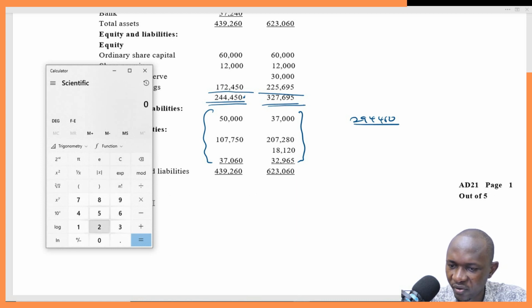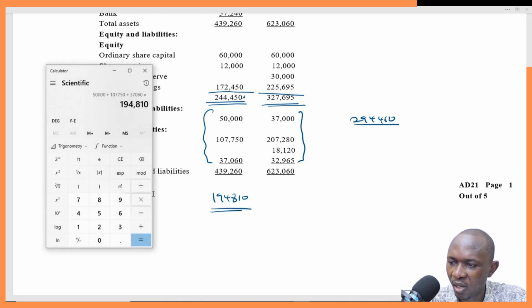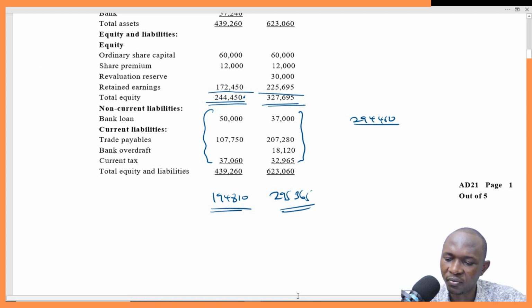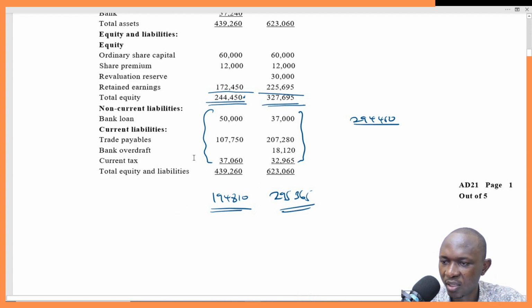This will be 50,000 plus 107,750 plus 37,060. That gives us 194,810 for this one. Then for the other one, we will have 37,000 plus 207,280 plus 18,120 plus 32,965. This gives us 295,365. So 295,365, then 194,810. So let's get the answers.